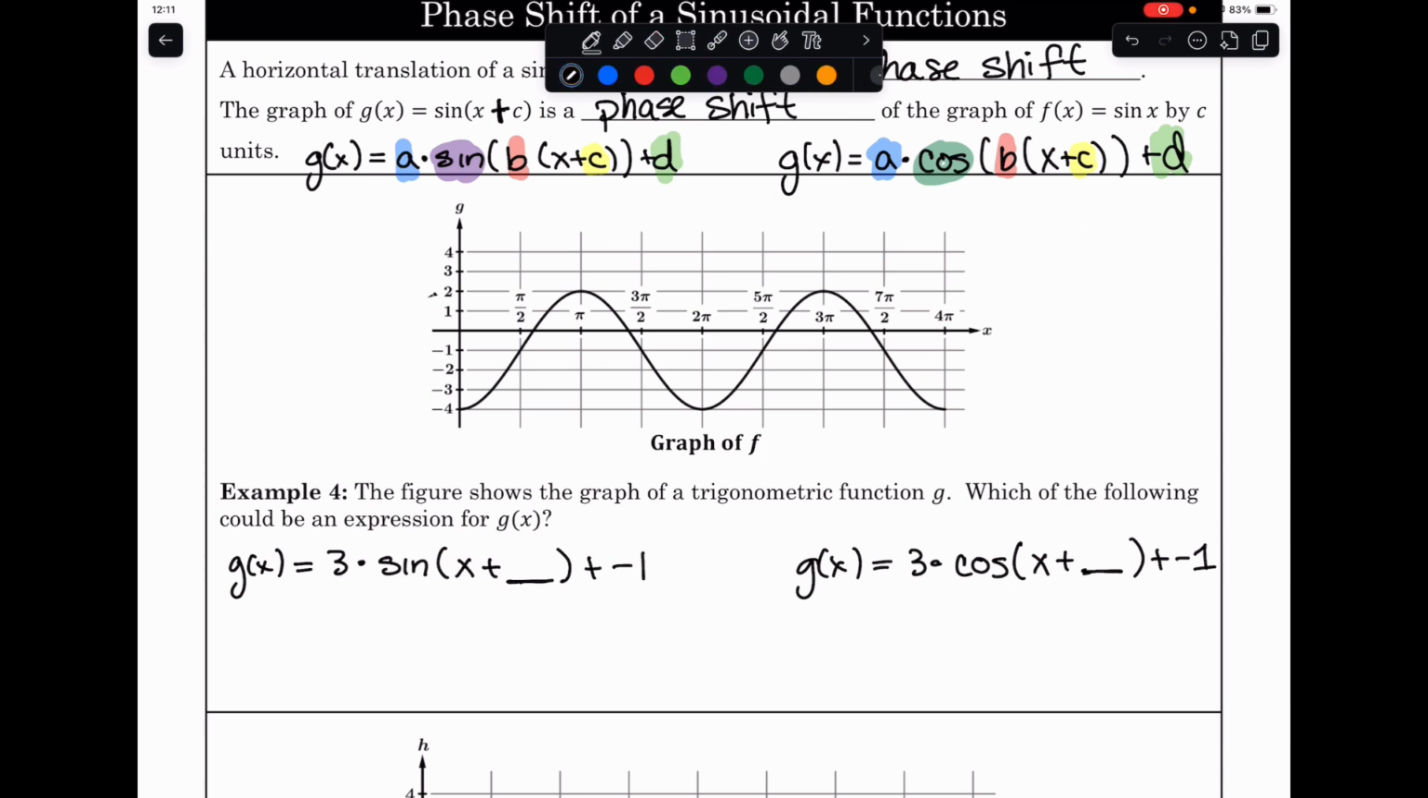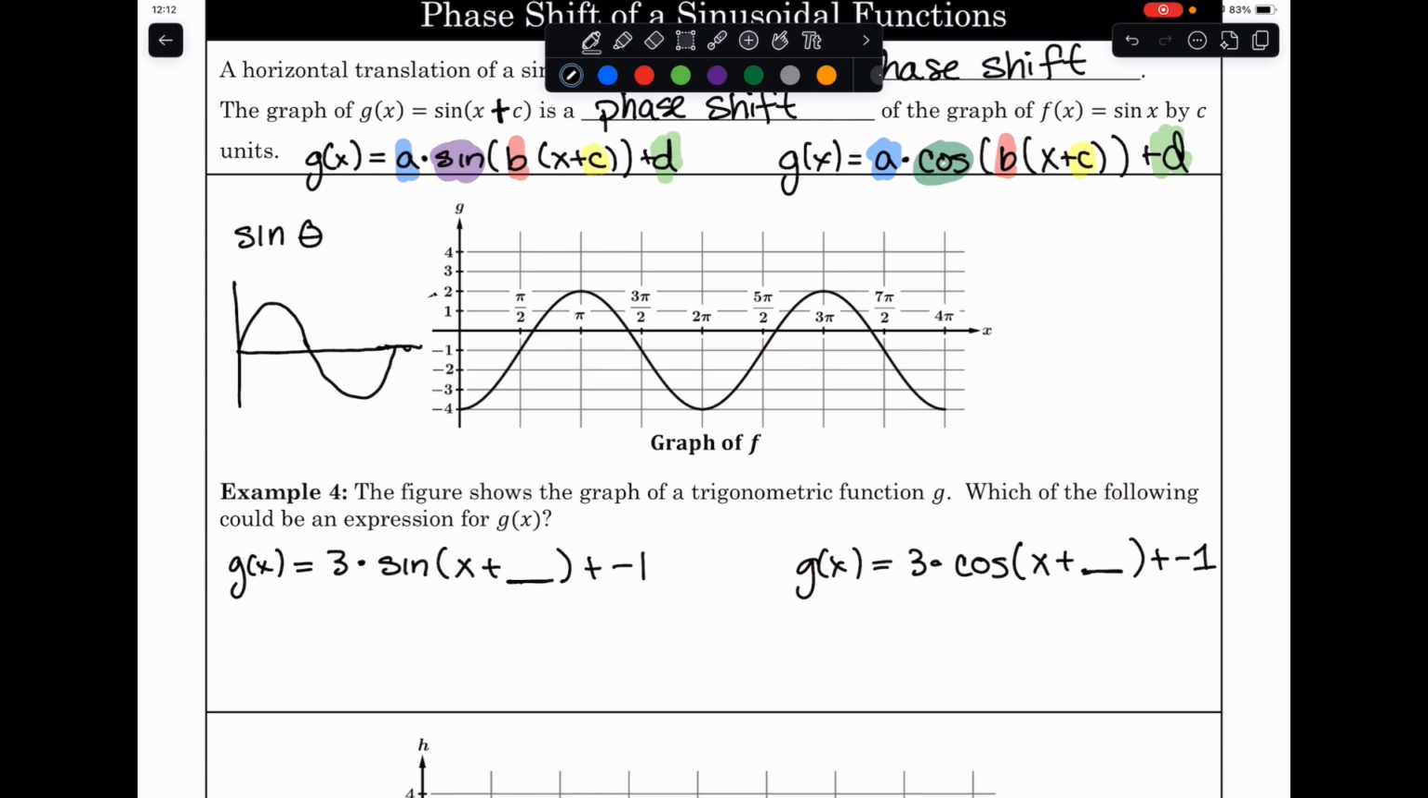But let's talk about our two functions. Our sine function normally on the y-axis starts on the midline, goes up, goes down, and goes back up to create one cycle, okay? So that's what that value is.